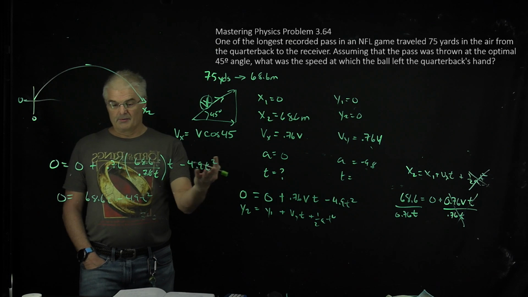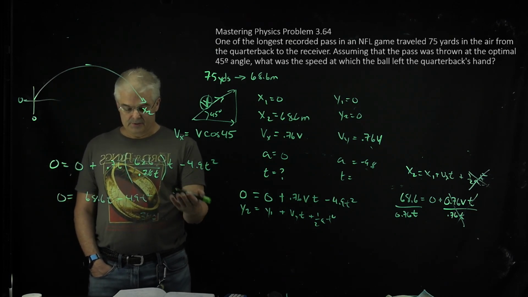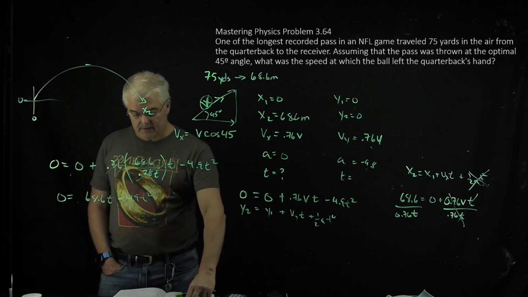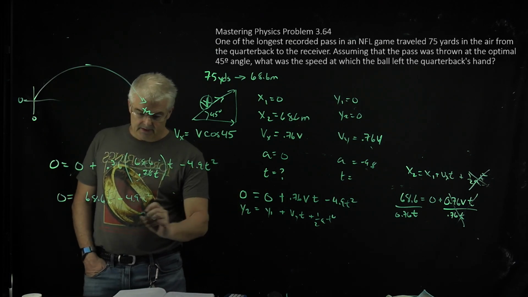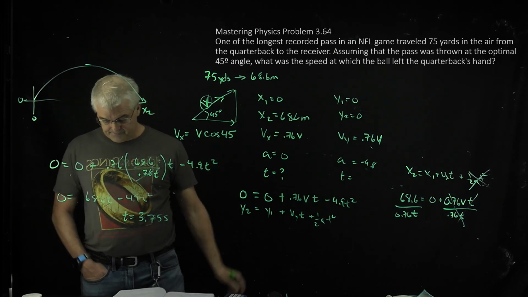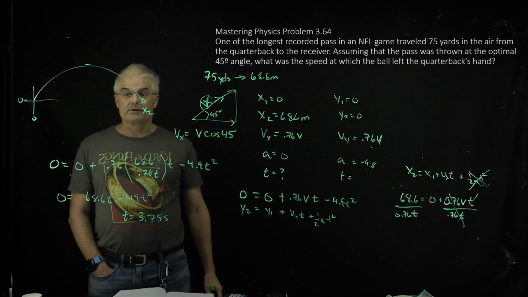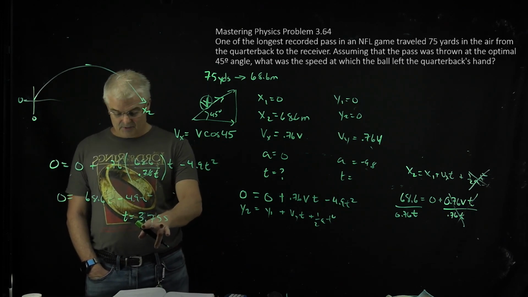Now we have one variable, one unknown. To find the time, you're going to have to plug this into the quadratic formula, use a quadratic formula solver, and I got t equal to 3.75 seconds. Yeah, that's t. We haven't solved the question yet. What speed does it travel at?